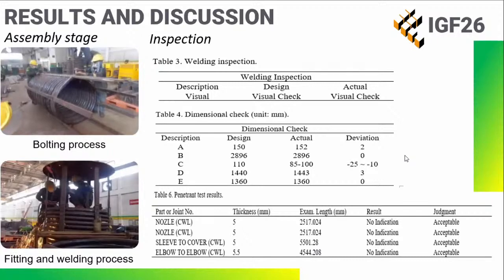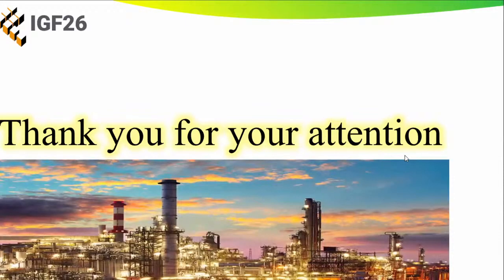To determine the feasibility of the product result, dimensional inspection, penetrant test, full annealing, and final dimension inspection are carried out. Examination results based on dimensional inspection and penetrant test indicate that the manufactured product follows the existing standard. Then that is the result we have done.